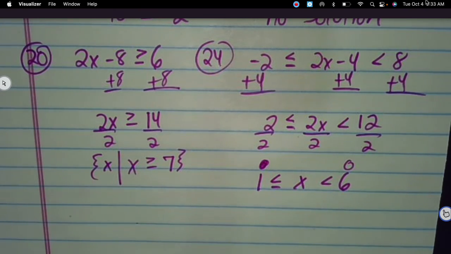Look at the numbers. Does everybody see that? And you can look up above it. You'll see x is between 1 and 6. It's also in the answer. So is everybody okay with 24? Any questions on that one? Yes, no?